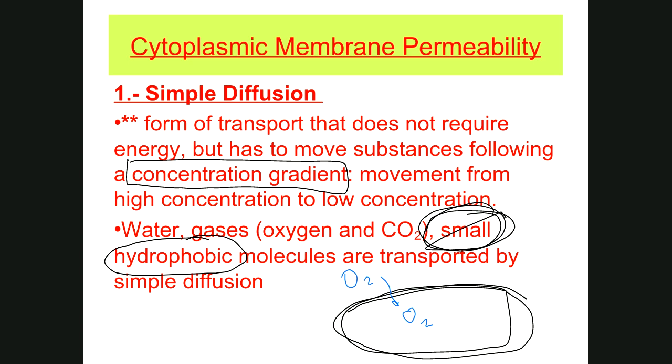CO2, which is a waste product of the cell, it's very small. It should be able to leave the cell by diffusion. If the molecule is larger and it is hydrophobic, it should be able to go through, because the cell membrane is made of lipids and it allows lipids through. If the molecule is hydrophilic, so let's say something that has charges, like a protein, it will not be able to go through. This is hydrophilic. It has to be hydrophobic.